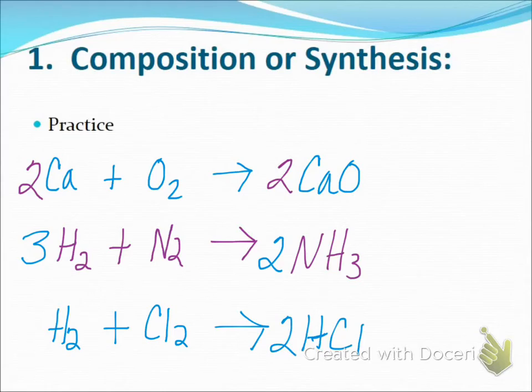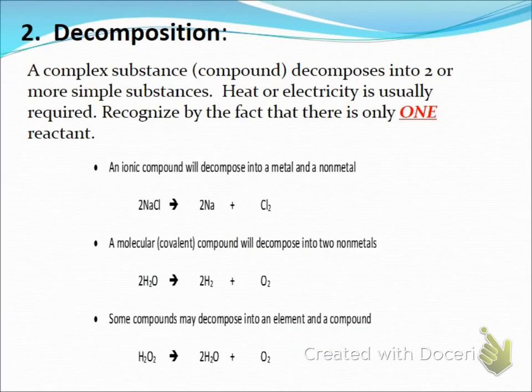So now let's go to decomposition. Okay? Decomposition is when we have a complex substance and we break it down into two simpler substances. Sometimes that could just be two elements. Sometimes it'll be two simpler compounds. Okay? So here's a couple of examples again.